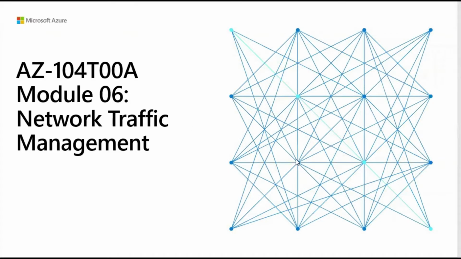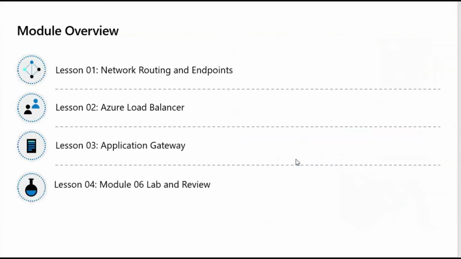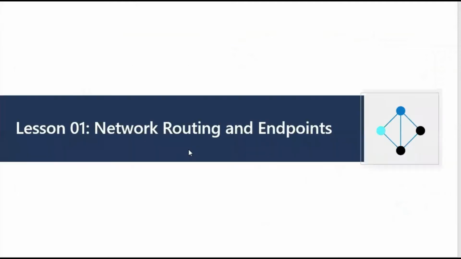So today we're going to discuss Module 6, Network Traffic Management. In this chapter we're going to look at network routing and endpoints, Azure Load Balancer, and Application Gateway. These three topics we're going to look at today. First topic, network routing and endpoints.